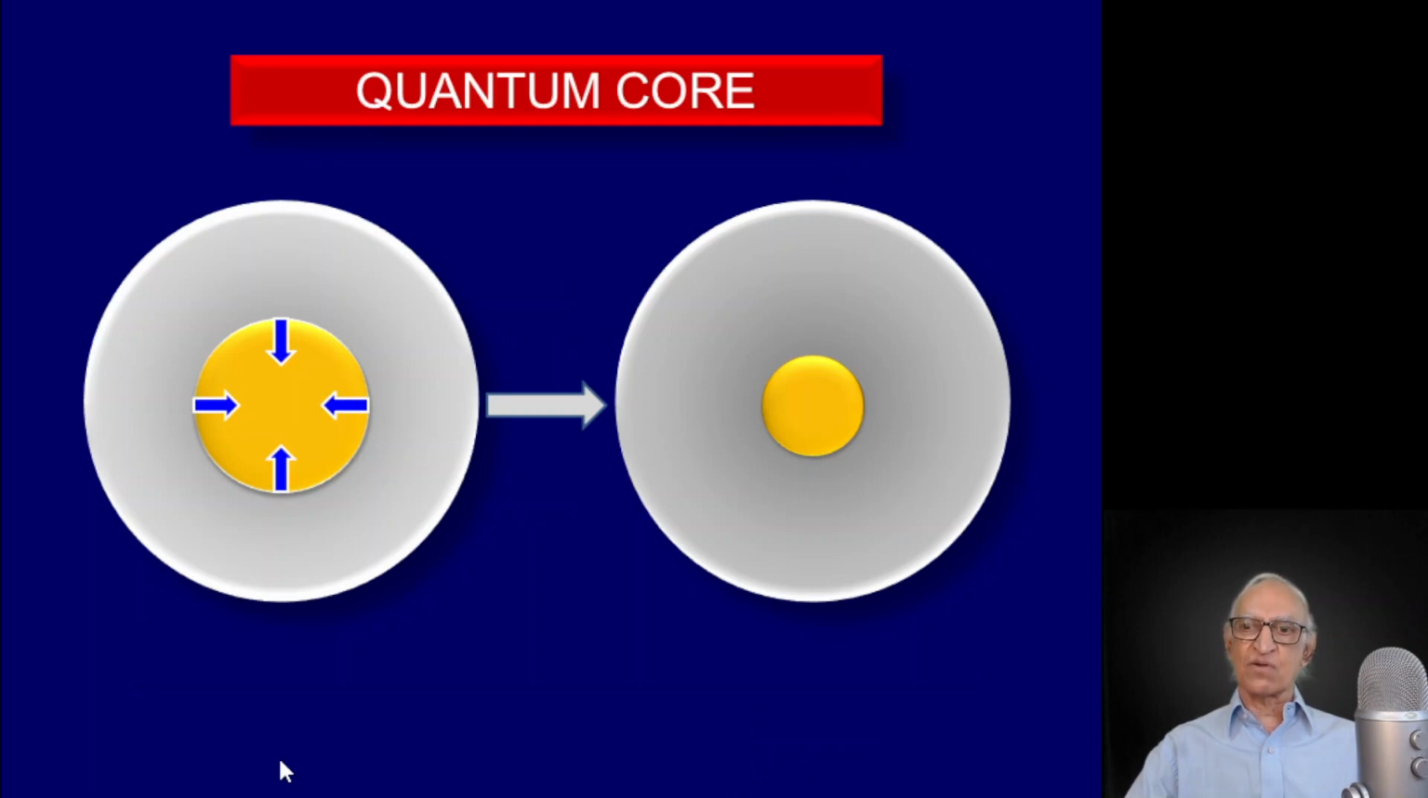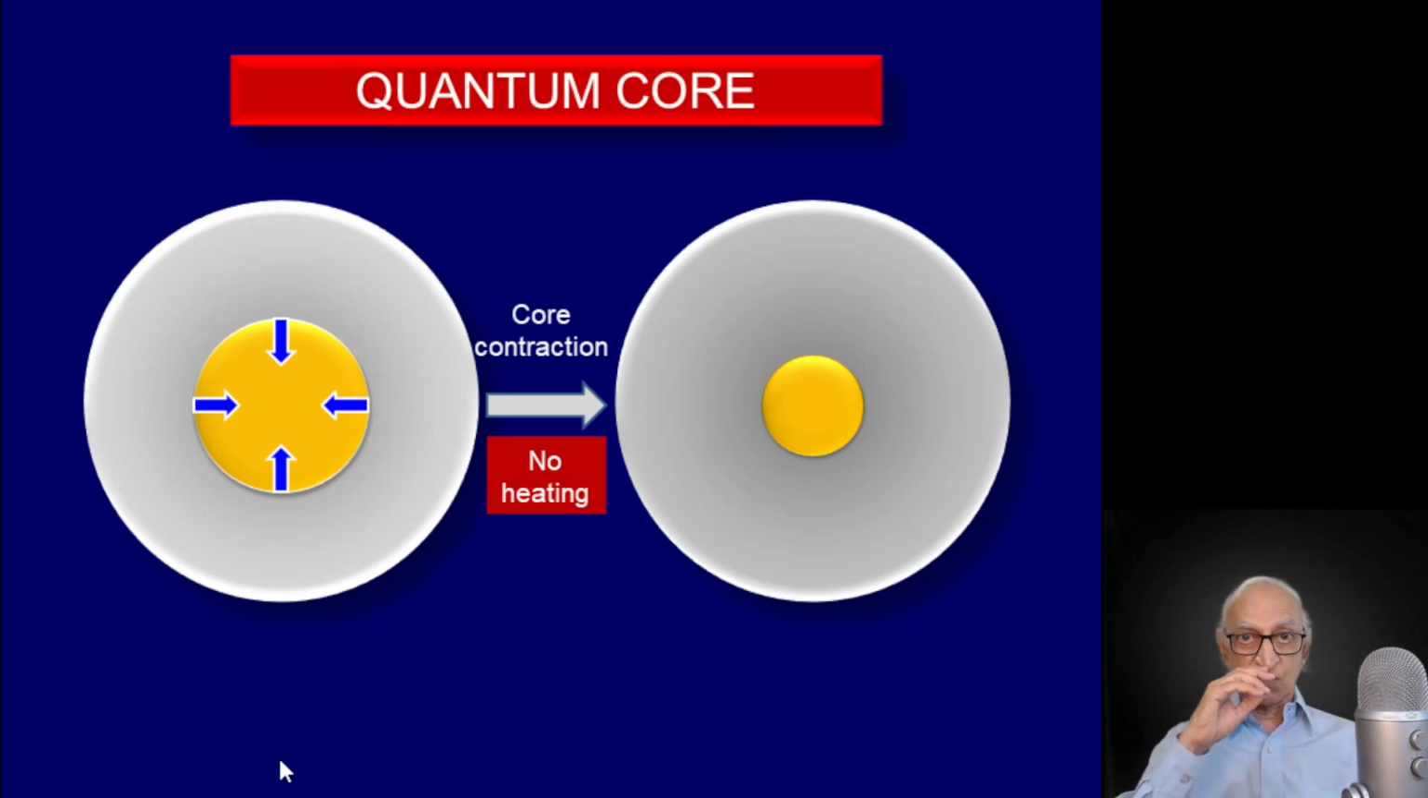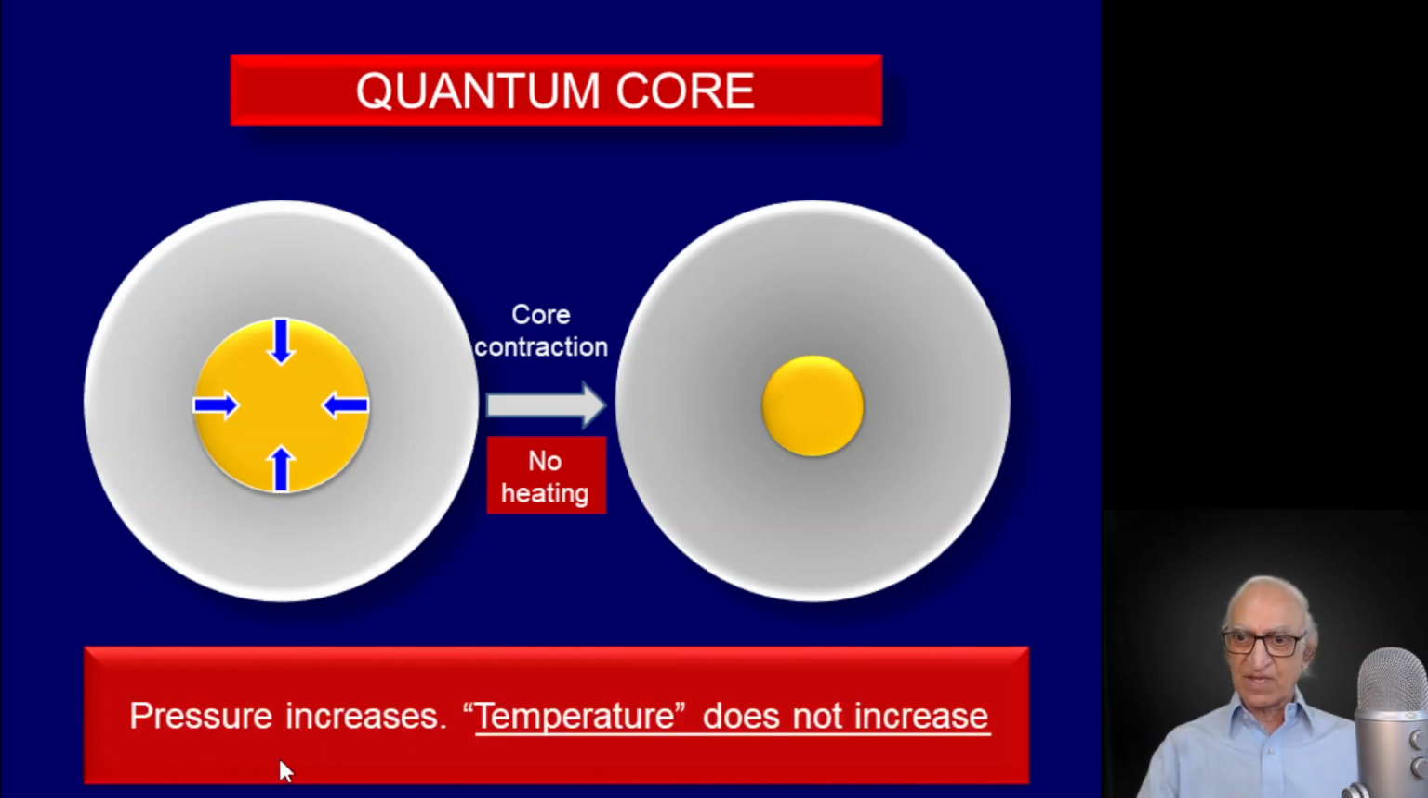Now let us consider a quantum core. As the core contracts, there will be no heating. As the core contracts, the density of electrons will increase, and therefore the pressure of the electrons will increase. But the pressure of a degenerate electron gas has nothing whatsoever to do with the temperature. That pressure arises by virtue of Heisenberg's uncertainty principle and Pauli's exclusion principle. Therefore, pressure and temperature are decoupled in the quantum core.